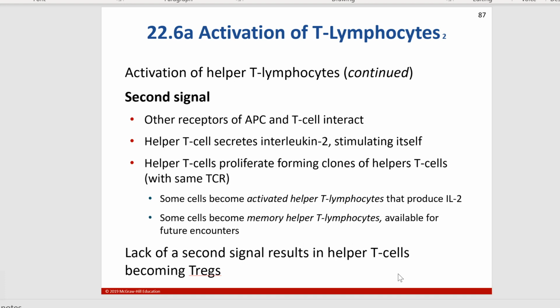And this binding stimulates the T cell to proliferate. With other receptors, the APC and T cell interact. The helper T cell secretes interleukin 2 to stimulate itself to proliferate, and it also stimulates other T cells. So proliferation forms clones of helper T cells with the same T cell receptor.